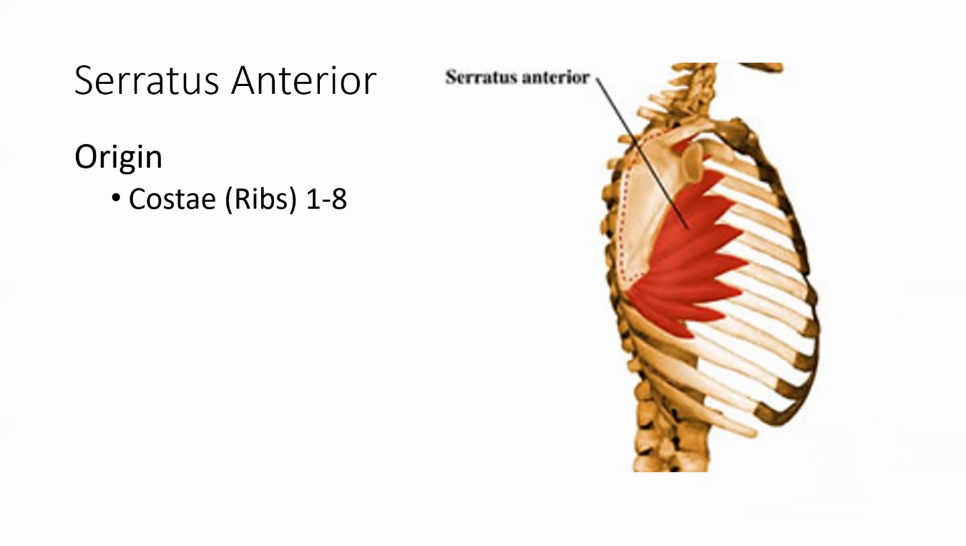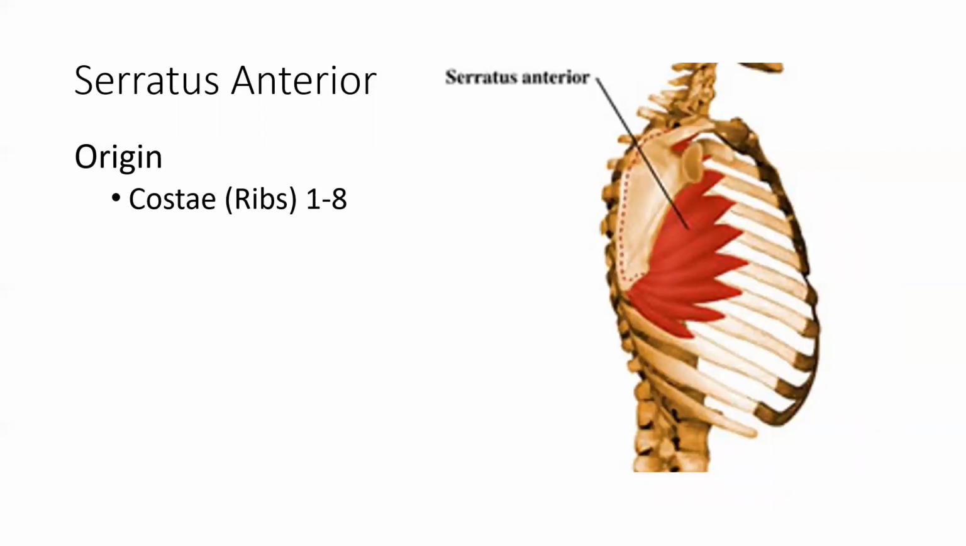Now we're going to look at some anterior scapular muscles. Serratus anterior is an interesting one. Serratus anterior sits anterior to the scapula and posterior and lateral on the thorax. So really it's underneath the scapula, between the scapula and the rib cage.